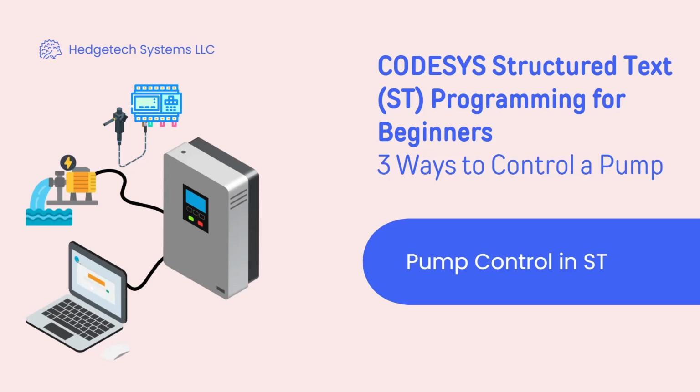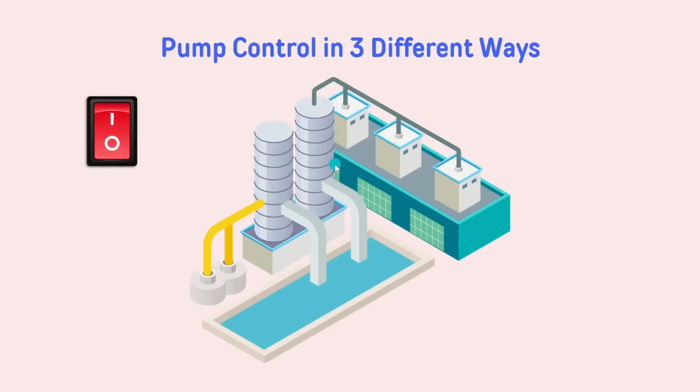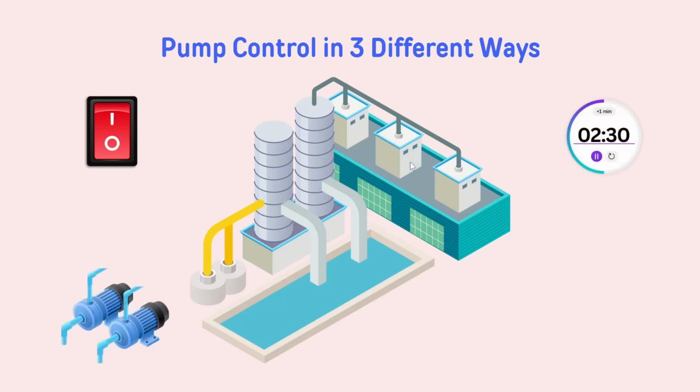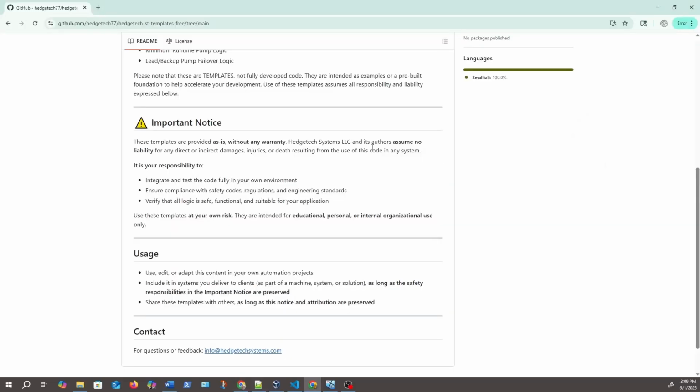In this video, I'll show you 3 practical ways to control a pump in structured text specifically: a simple on-off latch, a timer-based method to prevent short cycling, and a lead backup failover setup. I'm going to walk you through the code, demo each one of them, and share a template you can reuse at the end. But before we go there, I have an important notice that I have to read.